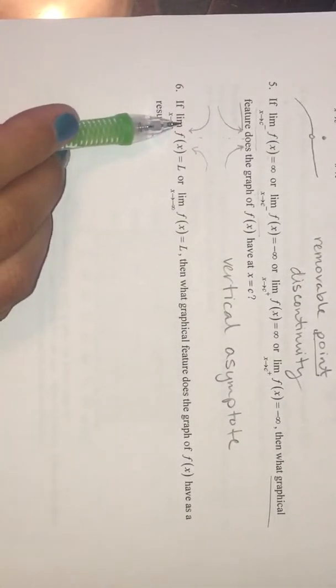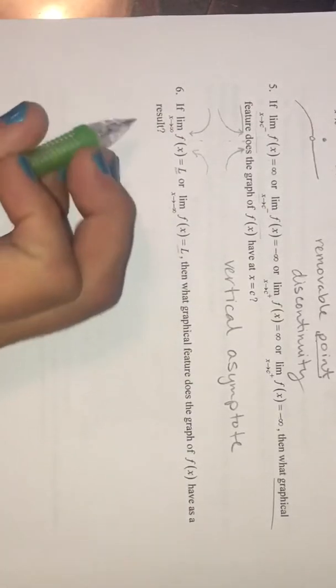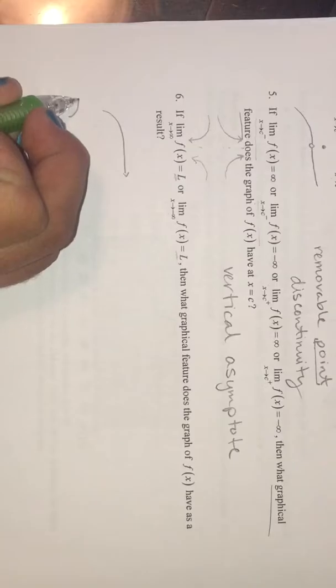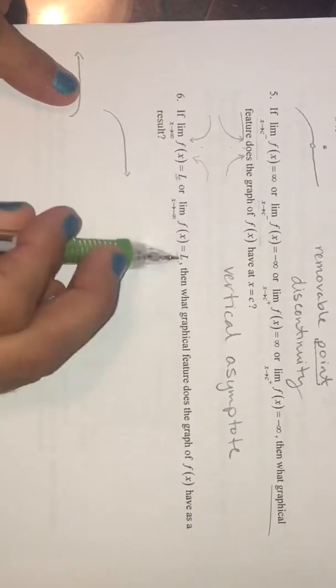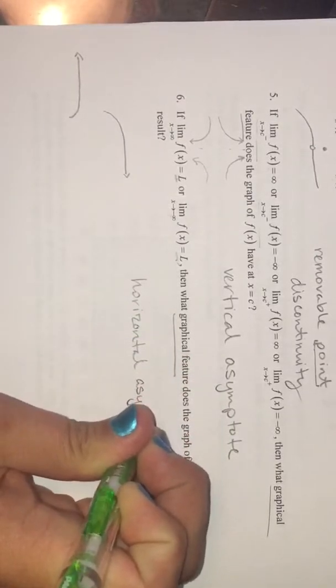And then the last one, the limit as x goes to infinity, so as we're going to the right, goes to some value L, or the limit as x goes to negative infinity goes to some value L. Okay, so as we're going to infinity, we're going to flatten out and go to L. Or as we're going to negative infinity, we're going to flatten out and go to some value of L. The fact that these are going to a number at infinity, the graphical feature is a horizontal asymptote. Because they're flattening out and going to a number at infinity, okay? So now you should be able to complete the 2.2 assignment. Let me know if you need any help.